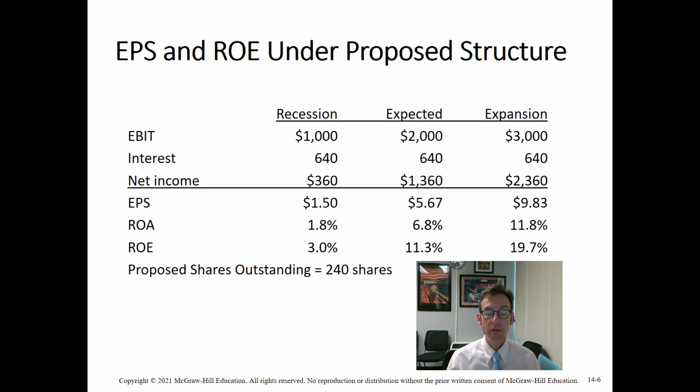Now if we take 360 and divide by 20,000, the total assets of the firm, that gives us an ROA of 1.8%. And if you recall, in our previous example, it was 5%.